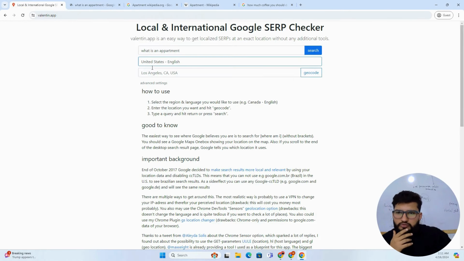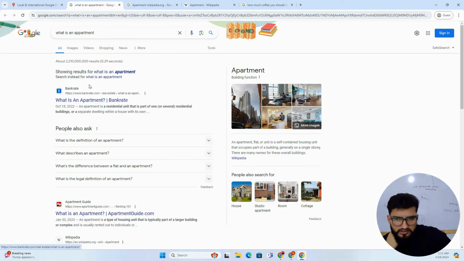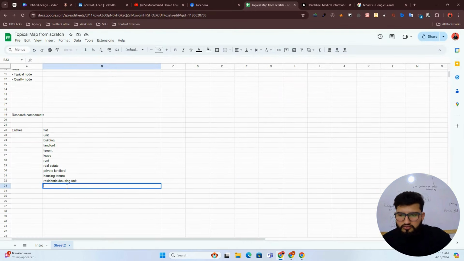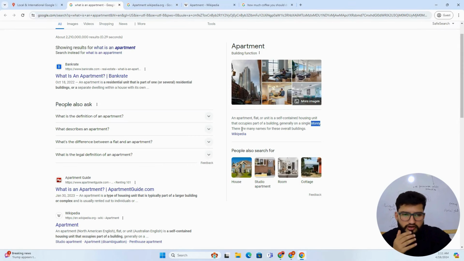So basically, you have to be careful if you're trying to rank in a specific region or country. You have to search in that region. It's always preferable. Okay, so an apartment is a building function, and an apartment or flat unit is a self-contained housing unit that occupies part of a building, generally on a single story. Story could also be a good thing for us.